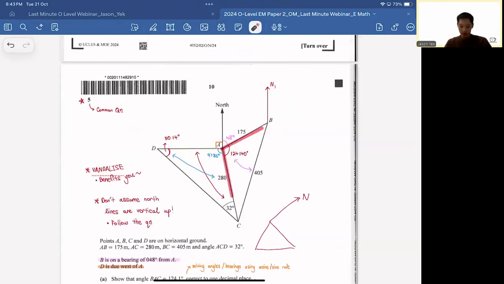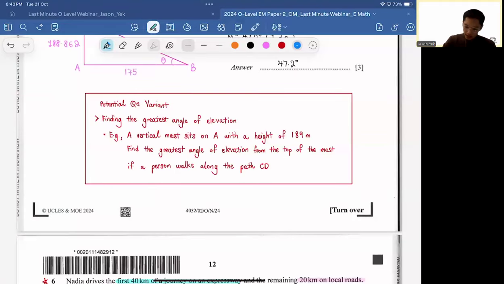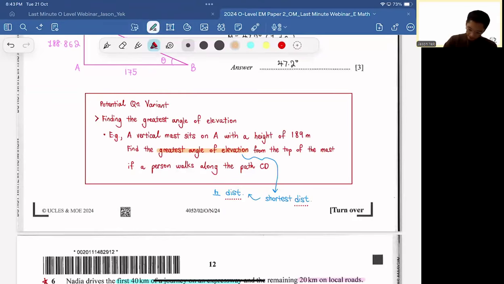We know one thing, all right? For this one, I want you guys to take note. For the greatest angle of elevation, all right, I want you guys to take note that we are finding the shortest distance. Okay, in this case, the shortest distance is the perpendicular distance. Okay, it is always this particular trend. I want you all to note this down. Okay, in this case, walks along the path CD.